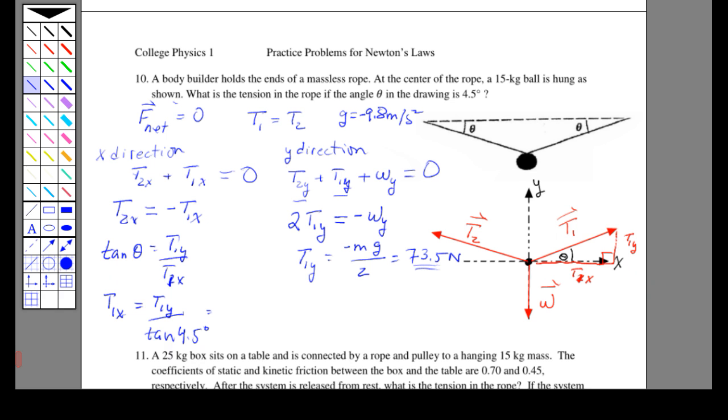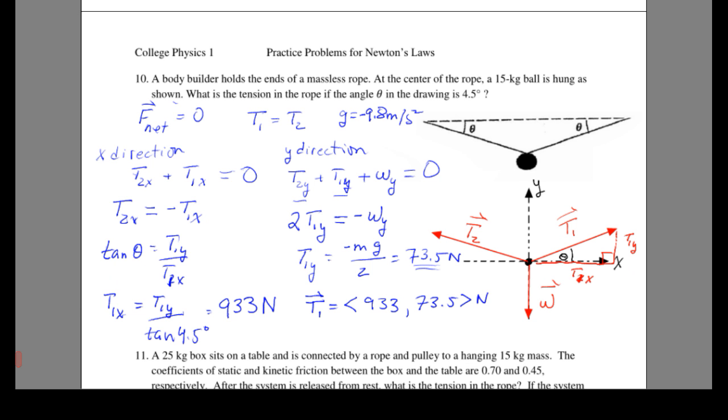So I know what T1y is. It's 73.5. I can plug that into this ratio, and what I'll find is that the x component of T1 is 933, I believe, newtons. So I can write down the tension as a vector with components 933 and 73.5 newtons.